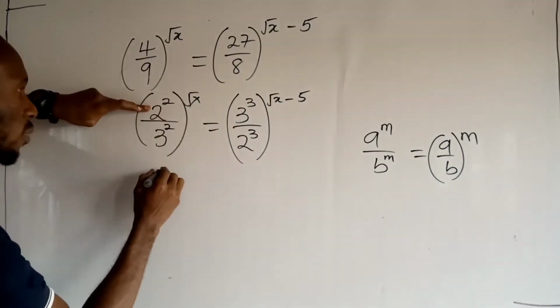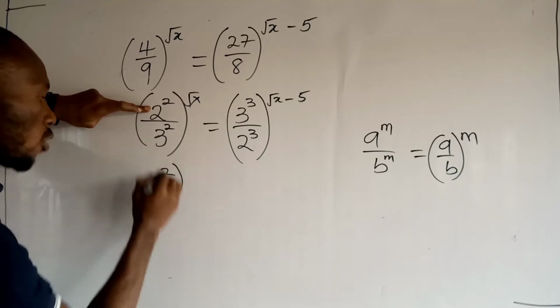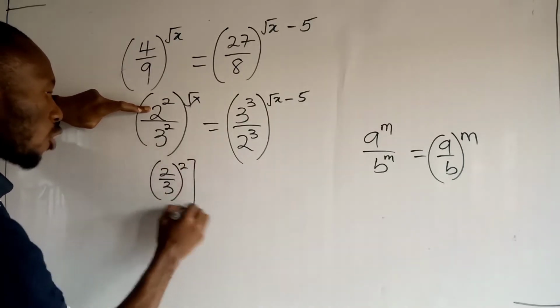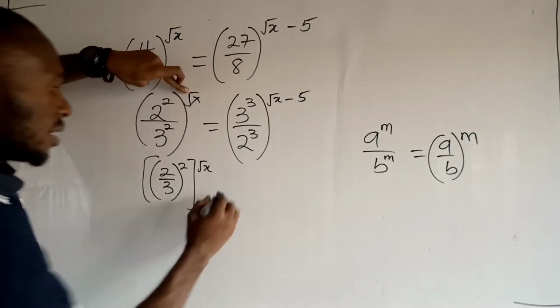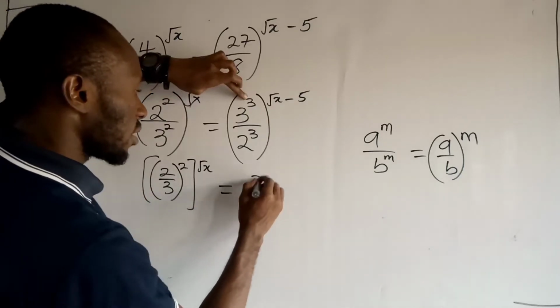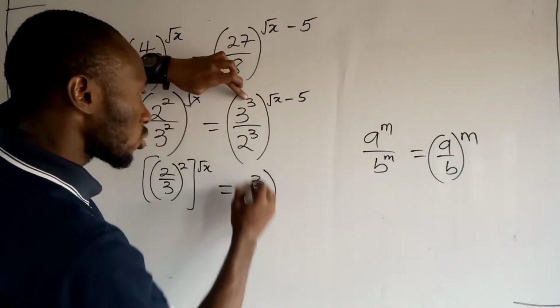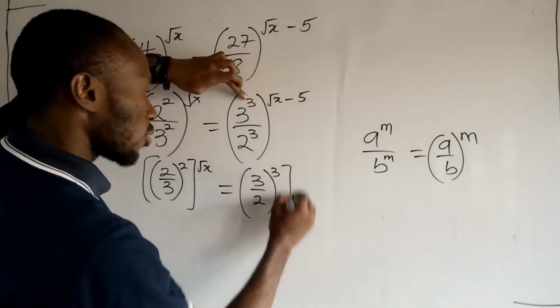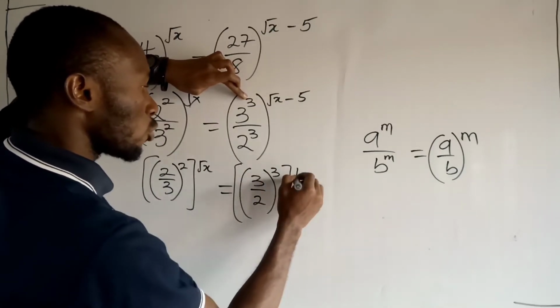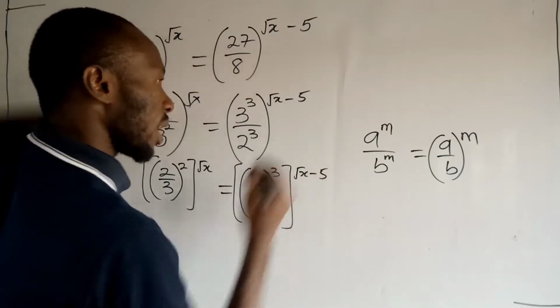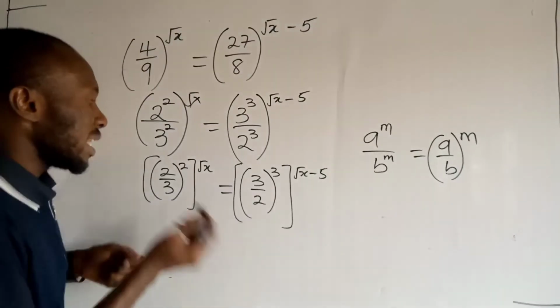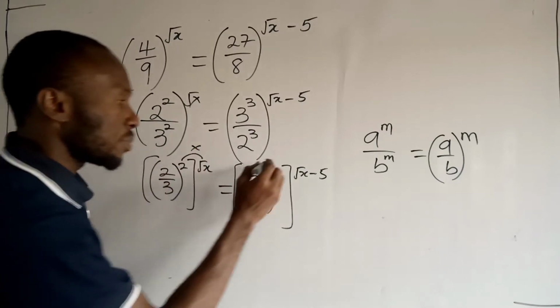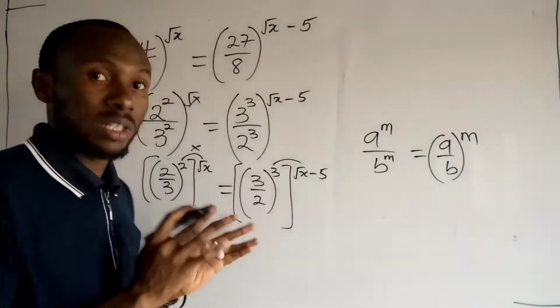So I'll have this guy to be 2 upon 3 all to the power 2 and all to the power root x, right? It's clear. Then equal to this guy is saying 3 upon 2 all to the power 3 and all to the power root x minus 5. Very correct. So the next thing you want to do, you can easily distribute these guys. It is very true.